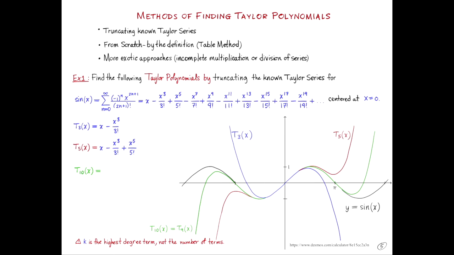For the 10th degree Taylor polynomial, we work our way backwards.